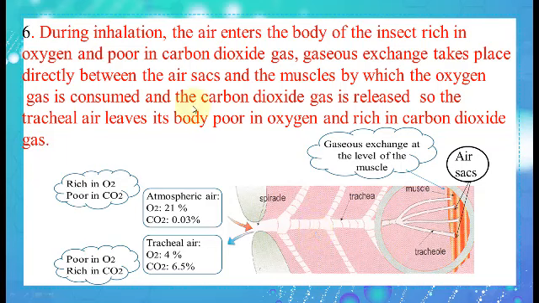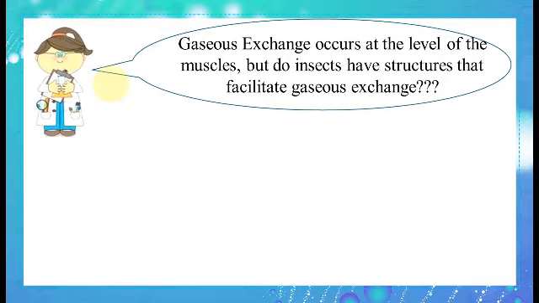So during inhalation, the air enters the body of the insect, which is rich in oxygen and poor in carbon dioxide gas. So gaseous exchange takes place directly between the air sacs and the muscles, by which the oxygen gas is consumed and the carbon dioxide gas is released. So the tracheal air leaves its body poor in oxygen and rich in carbon dioxide gas. So we said that gases exchange occurs at the level of the muscles.